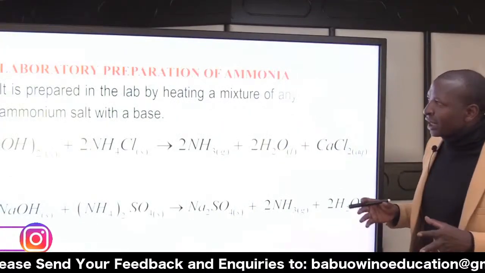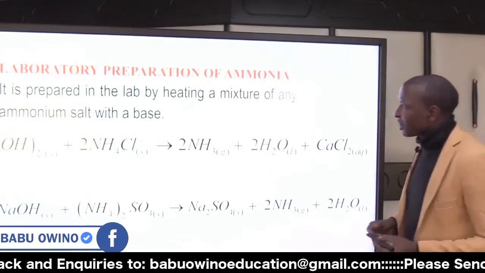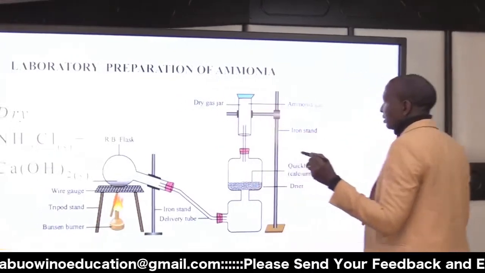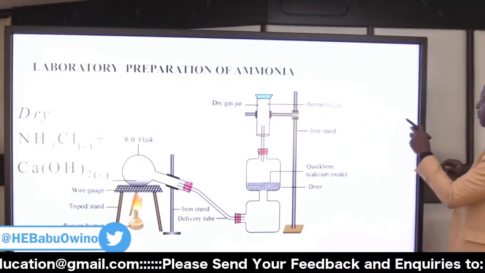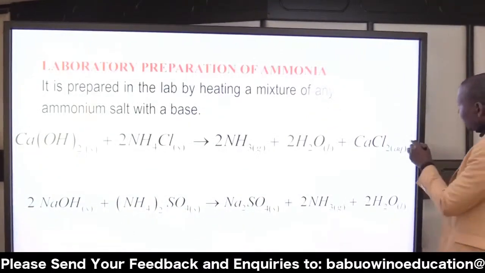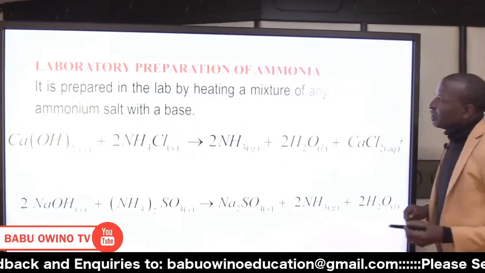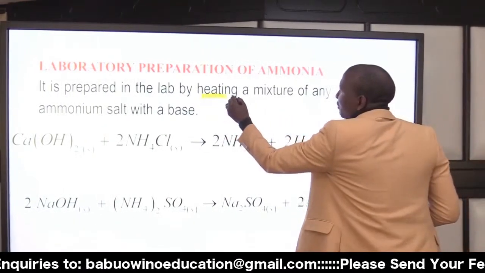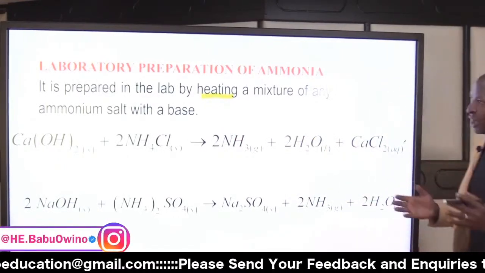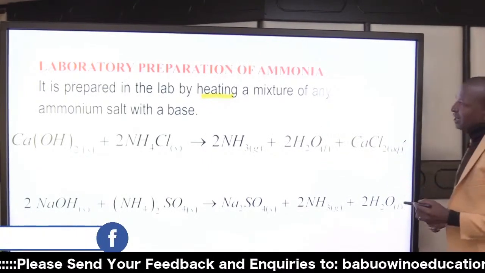We start by looking at the reagents that you use. Ammonia is prepared in the lab by heating a mixture of ammonium salt with a base. Ammonia is prepared in the lab by heating a mixture of ammonium salt and a base.